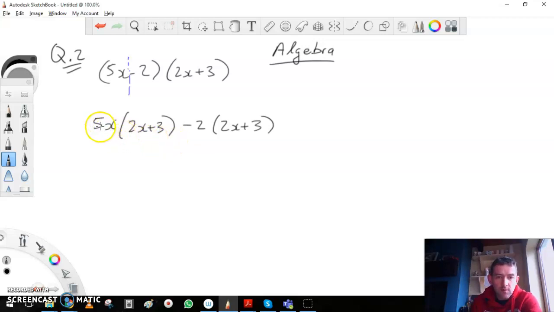So now I'm going to multiply the 5x by the 2x. The 5 times the 2, that's the numbers, that gives me 10. And x times x gives me x squared. So 5x times 2x is 10x squared.